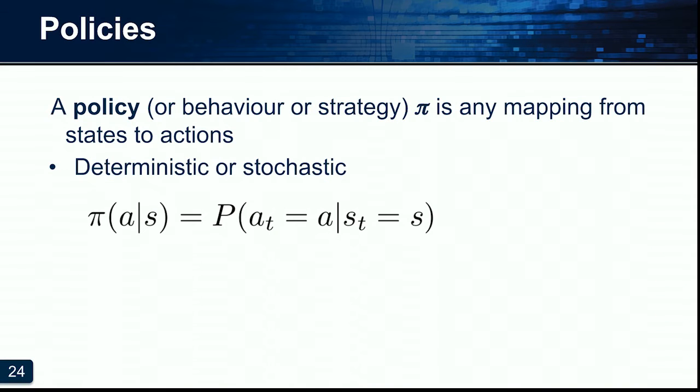Okay, but once we have a reward function, then we can go and look at policies. So a policy or a behavior or a strategy is any mapping here from states to actions. So this is the thing that we care about. This is the thing that tells you, what do I do in each state? Again, this can be deterministic or stochastic, but we normally model this as some probability distribution over your action space conditioned on the state that you're currently in.